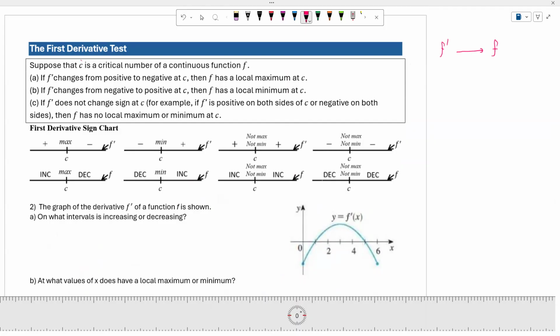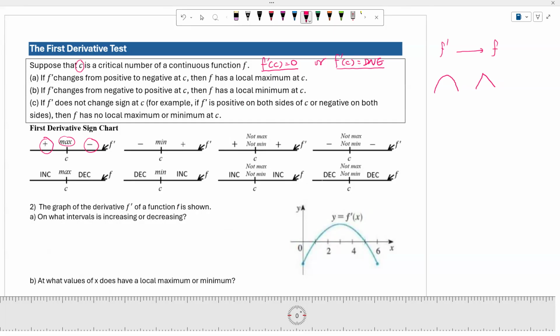It says that suppose c is a critical number of a continuous function f. Remember, critical number means f prime of c equals 0 or f prime of c does not exist. When f prime of c equals 0, you have a smooth curve. When f prime of c does not exist, you have a sharp corner. If f prime changes from positive to negative at c, then f has a local maximum at c.